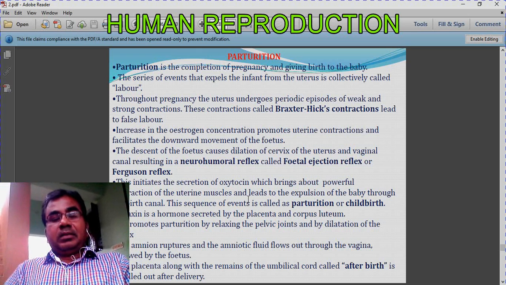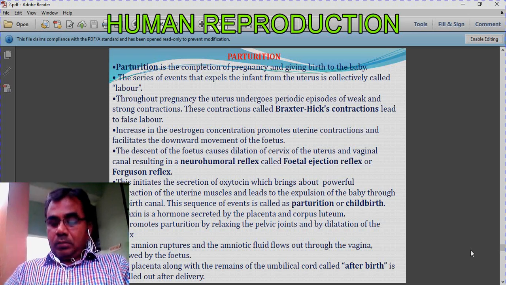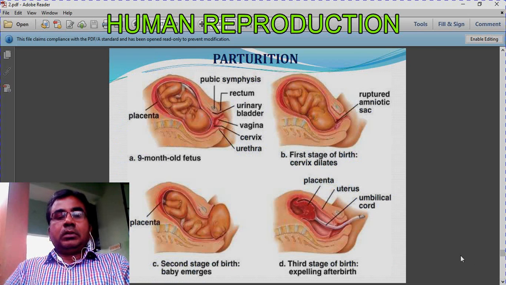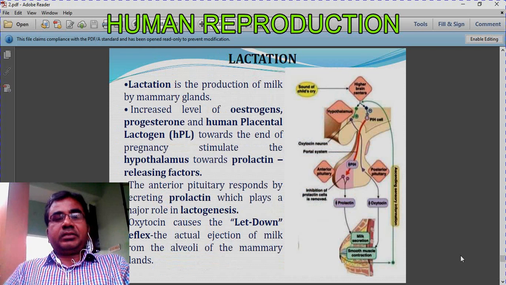Oxytocin is involved. At the same time, relaxin is also involved. How does relaxin help in parturition? The relaxin promotes parturition by relaxing the pelvic joints and dilation of the cervix. These are the different events of parturition, different stages.